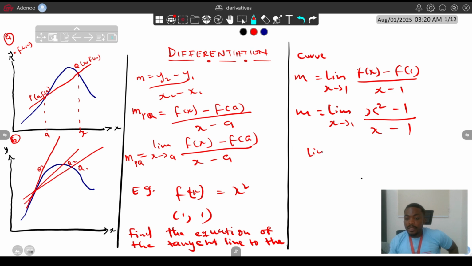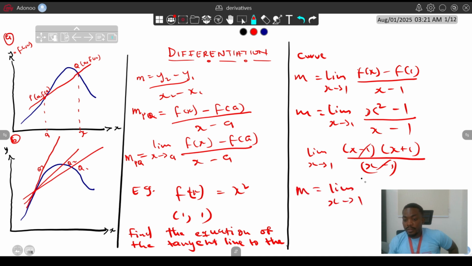And say that for the numerator, we have a difference of two squares. So this is the same as saying (x minus 1)(x plus 1) all over x minus 1. So we can cancel this out, and then we are going to have m equal to the limit as x approaches 1 of x plus 1. And that gives us 1 plus 1, which is equal to 2. Perfect.